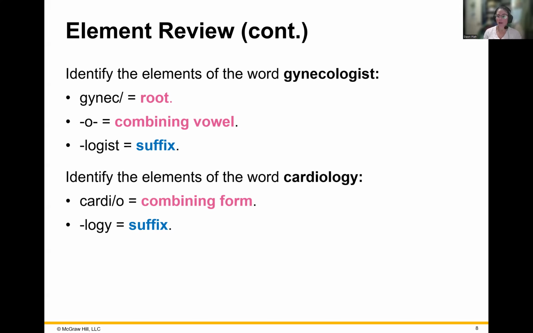You've got your cardio. Again, the cardi is the root word. When you add the O in there, it turns it into a combining form. It doesn't change the meaning. Cardi means heart and cardio means heart. And then logy, as we saw on the previous slide, L-O-G-Y is a suffix that means the study of. So cardiology means the study of the heart.